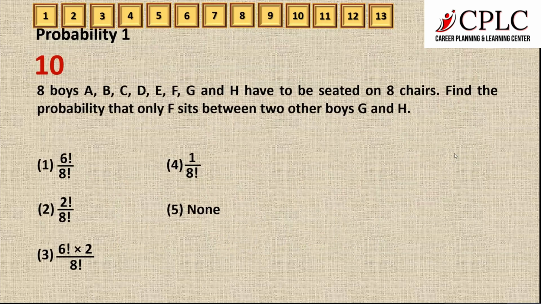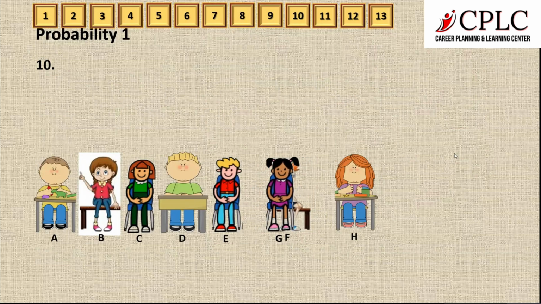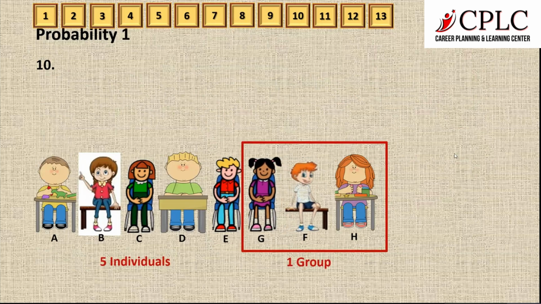Moving to the next question. Find the probability that only F sits between two other boys, G and H. So this means G, F, and H are always sitting together because F is sitting between G and H. So let us assume G, F, and H as one group and other as 5 individuals. That means we are arranging a total of 6 entities now, because we have assumed G, F, and H as one entity.